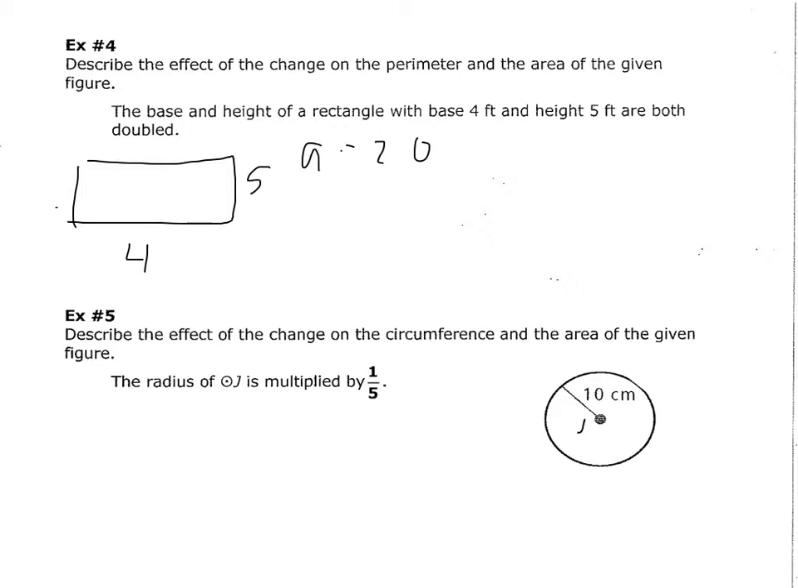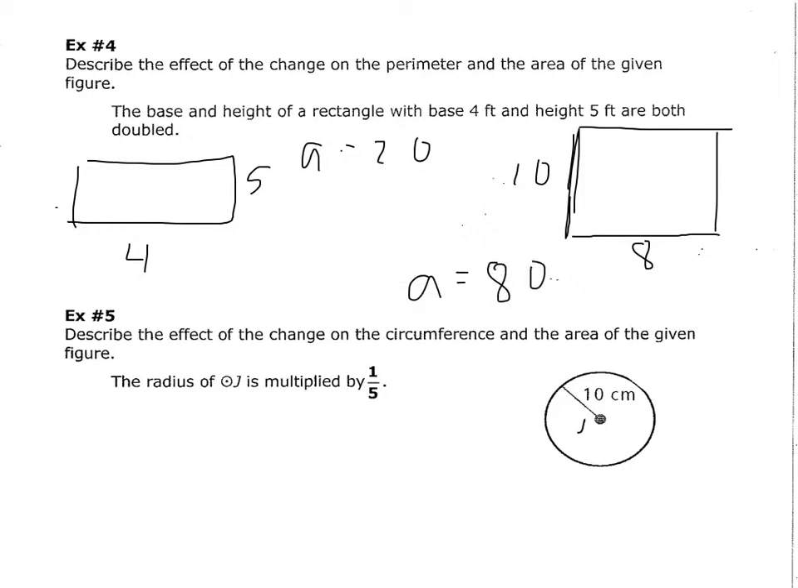And then it wants us to double our height and our base. Okay, so your new shape, we would have 10 for the height, 8 for the base, and that would then become 8 times 10, which is 80. Okay, so since you doubled both sides, it ends up quadrupling your actual area.